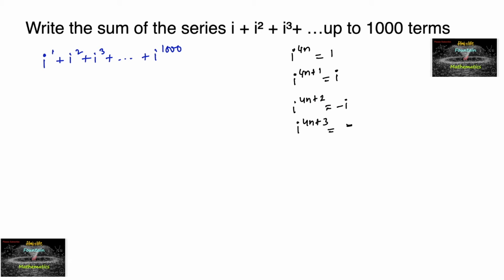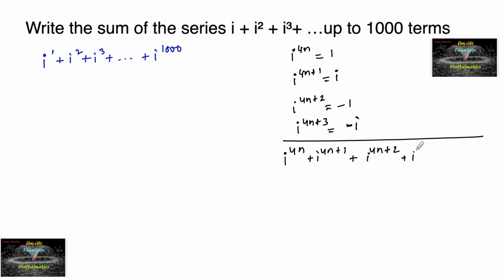that is minus i. I to the power of 4n plus 2 is i square, that is minus 1, and i to the power of 4n plus 3 is minus i. So if you add all of these, i to the power of 4n plus i to the power of 4n plus 1 plus i to the power of 4n plus 2 plus i to the power of 4n plus 3 equals 0. The sum is always equal to 0, which means that the sum of 4 consecutive powers of i is always equal to 0.